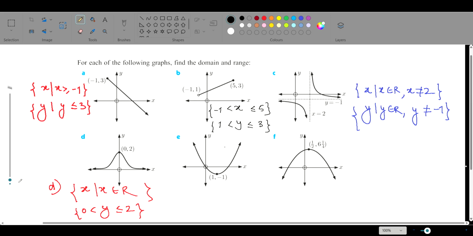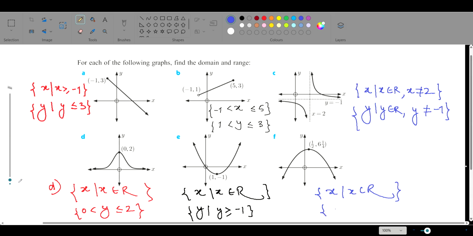And this is the parabola. I told you about the parabola. Again, the domain is all real numbers, but the restriction is with the range: the range is greater than or equal to -1. And this is again a parabola coming down, concave down. So again the domain is all real numbers, whereas the range is less than or equal to 6 1/4.